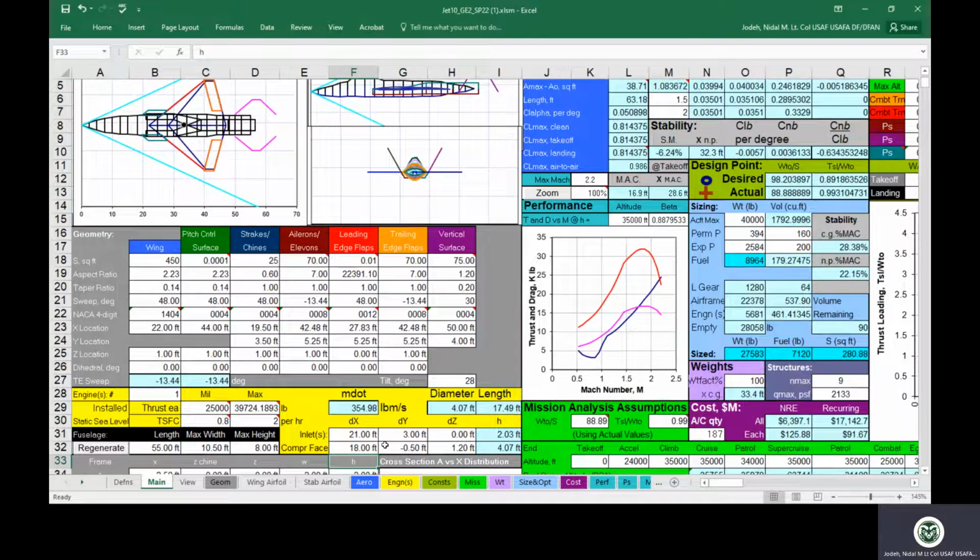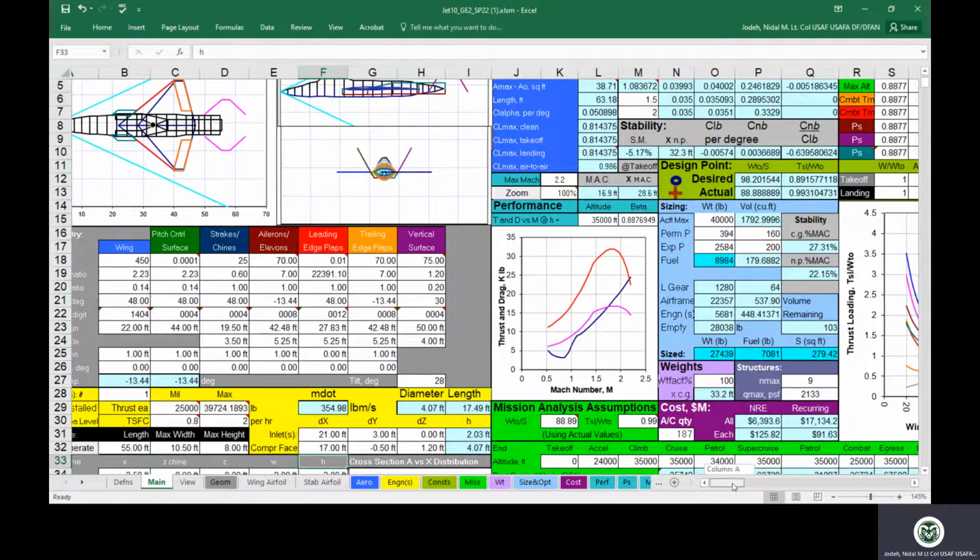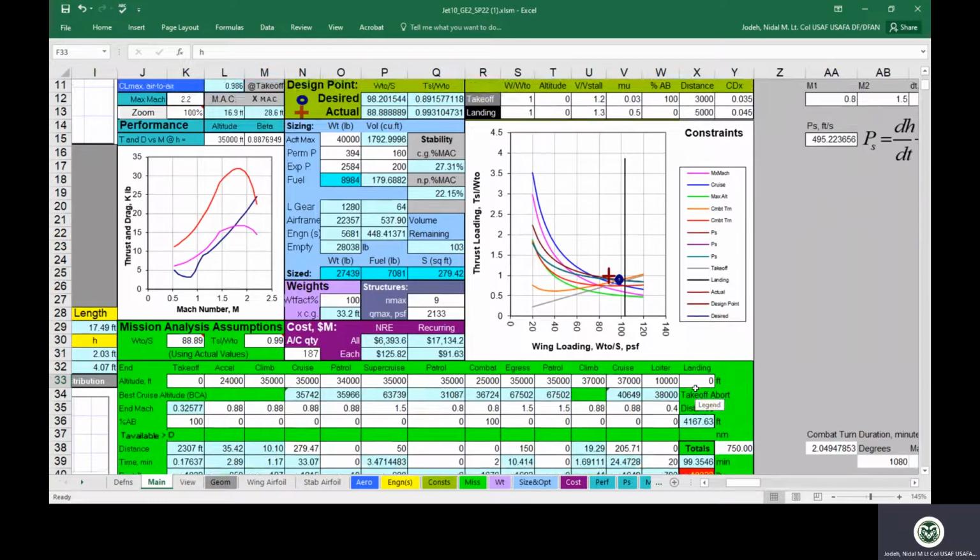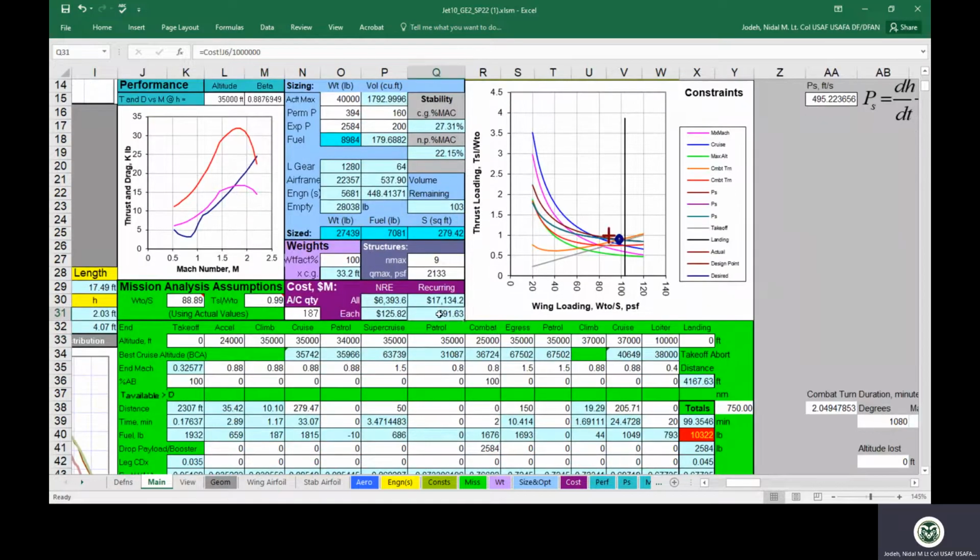And that shortens the compressor or the intakes, the ducts, if you will. Let's put it at 17. There you go. Okay, let's go see how I'm doing on cost and constraints. I can't ignore this. I'm at $91 million. That's good. I have good constraint values. I have 8,900 pounds of fuel on board. I need 10,000. So I still need to work that.